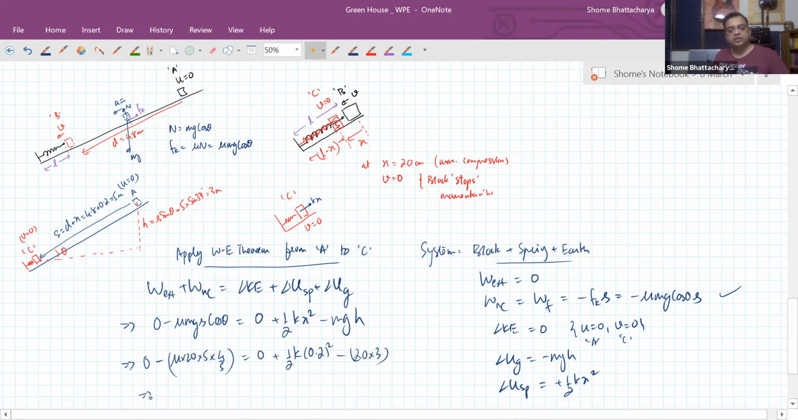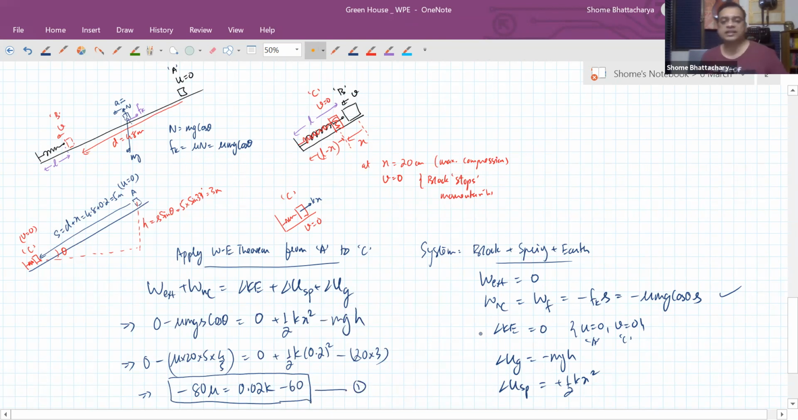Okay. So the relation we are getting here is minus 80 mu is equal to 0.02 k minus 60. So this is our first equation. And it has two unknowns, k and mu. So we need to somehow generate a second equation.